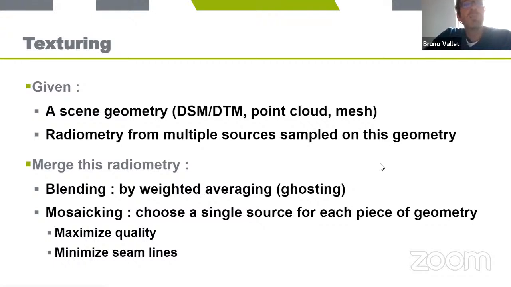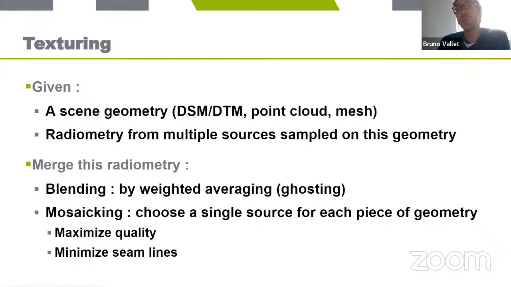And so what is mostly done to merge radiometry is mosaicing. So somehow that's how you build an orthophoto. You take various images and you mosaic your images. So when you have an arbitrary 3D geometry, you can still do mosaicing. That is for each piece of geometry.